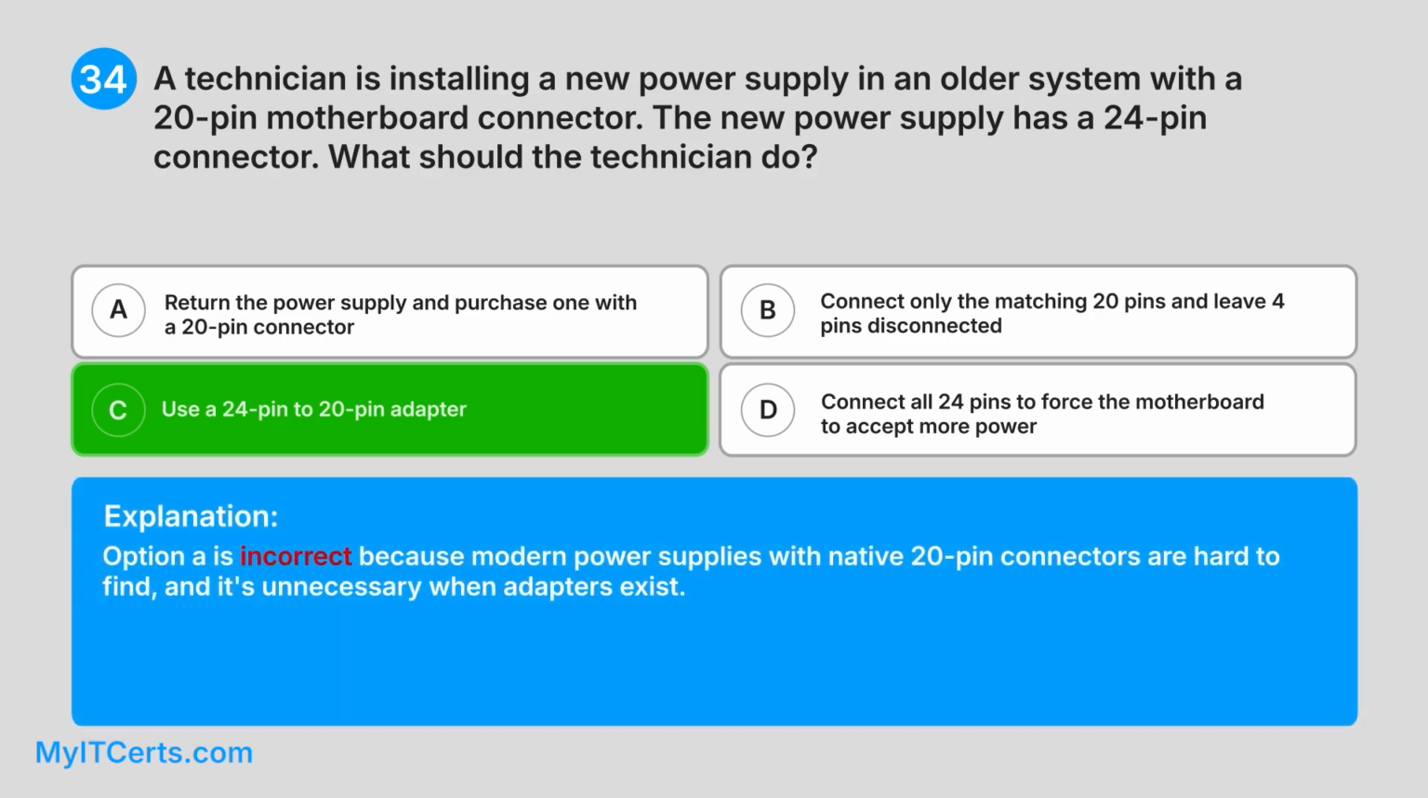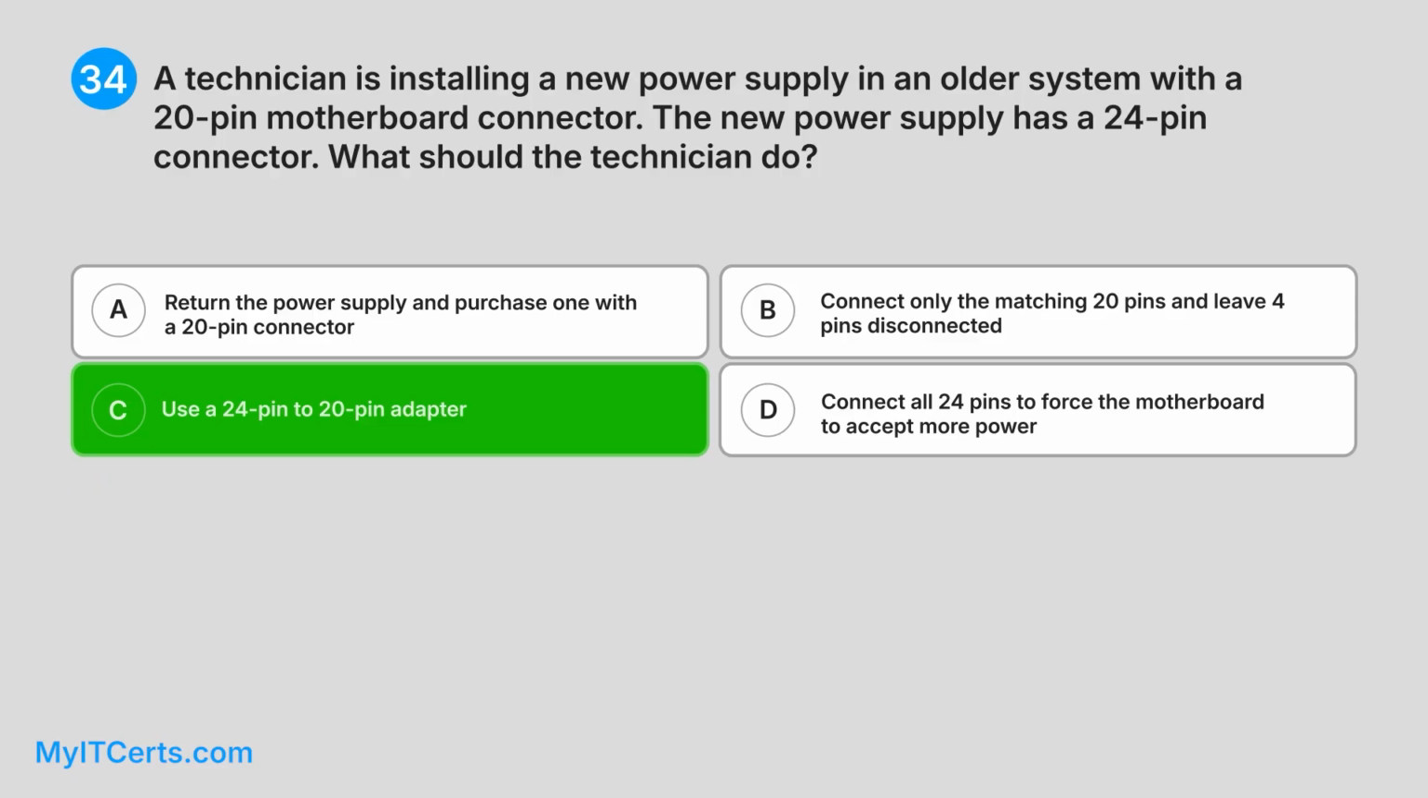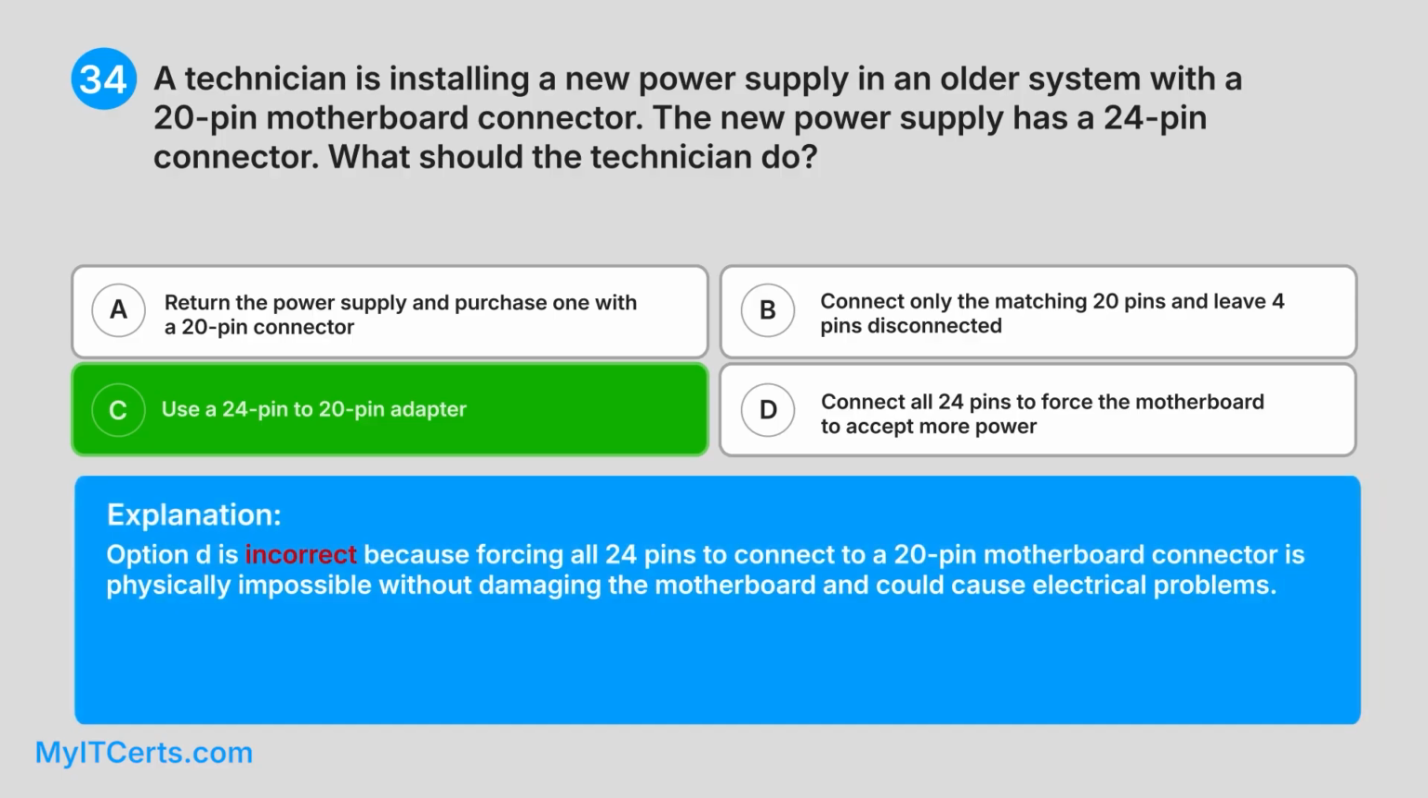Option A is incorrect because modern power supplies with native 20-pin connectors are hard to find, and it's unnecessary when adapters exist. Option B is incorrect because while some 24-pin connectors are designed to work with 20-pin motherboards by leaving 4 pins hanging, this isn't true for all power supplies and could cause compatibility issues. Option D is incorrect because forcing all 24 pins to connect to a 20-pin motherboard connector is physically impossible without damaging the motherboard and could cause electrical problems.